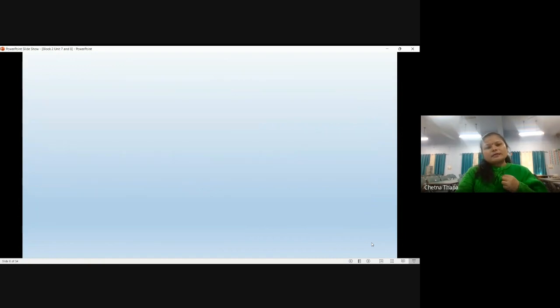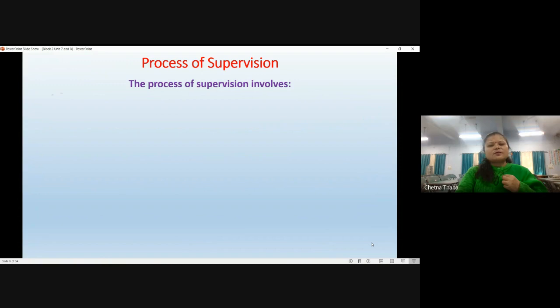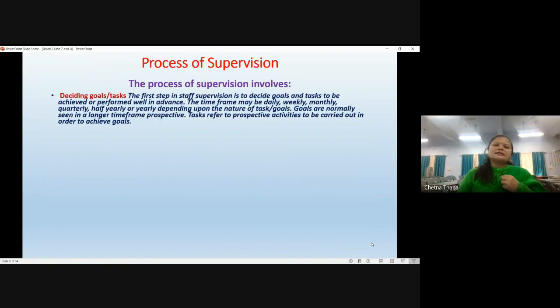So now we will discuss the process of supervision. This process of supervision involves, the first one is deciding the goals. What are the goals? What are the tasks that have to be achieved? The time frame might be daily. The task might be achieved in a day, or it requires a week, or it might require a month, or quarterly or half yearly, and it depends on the nature of the task.